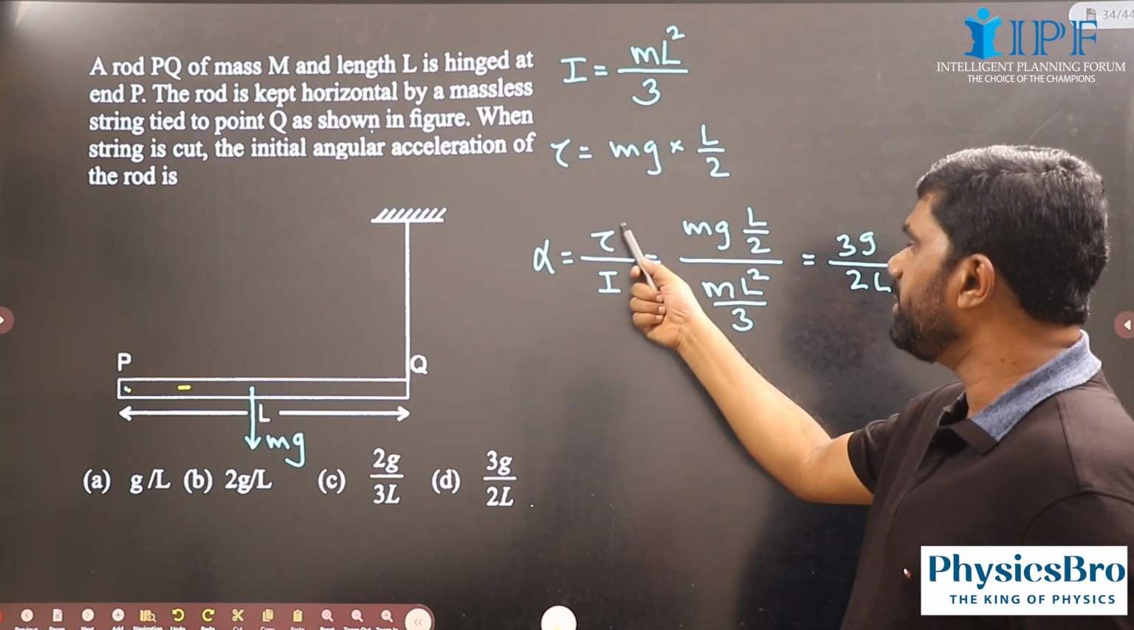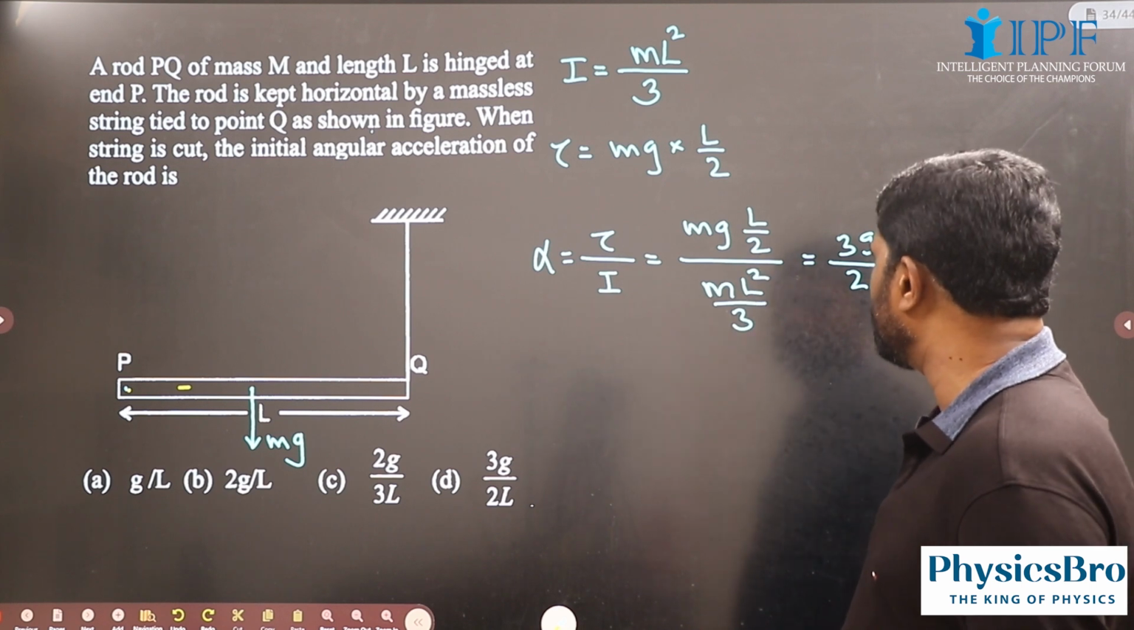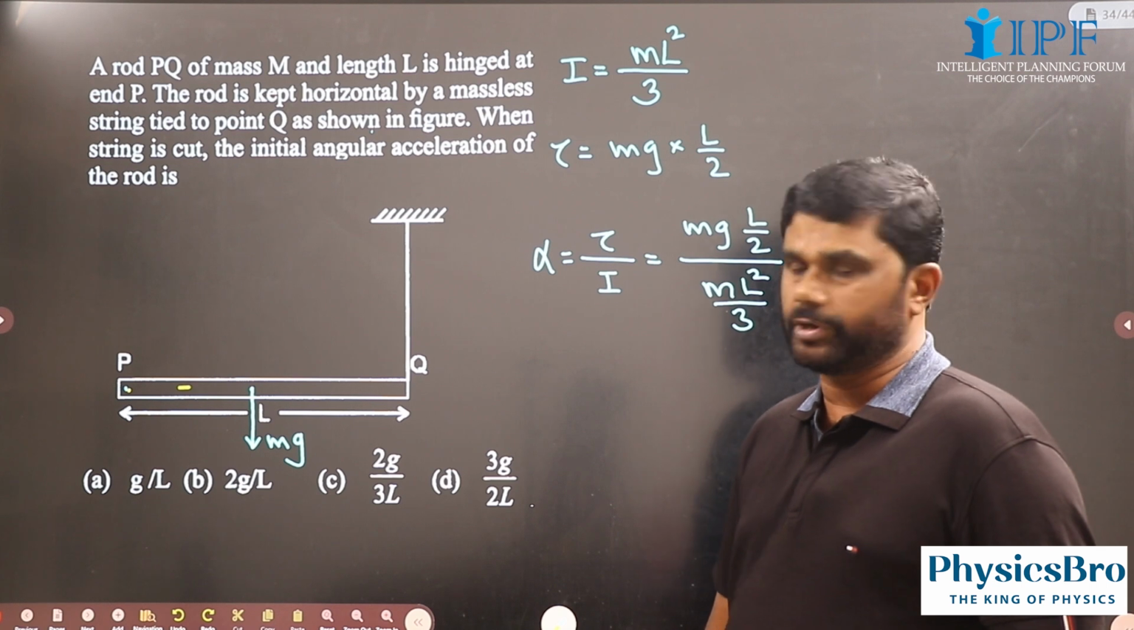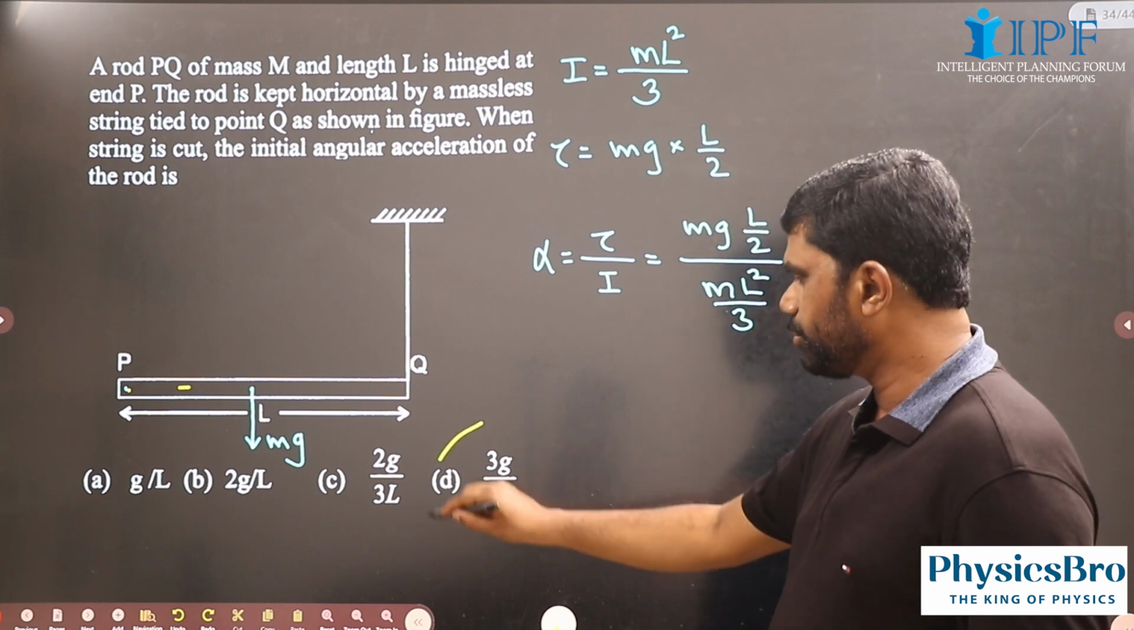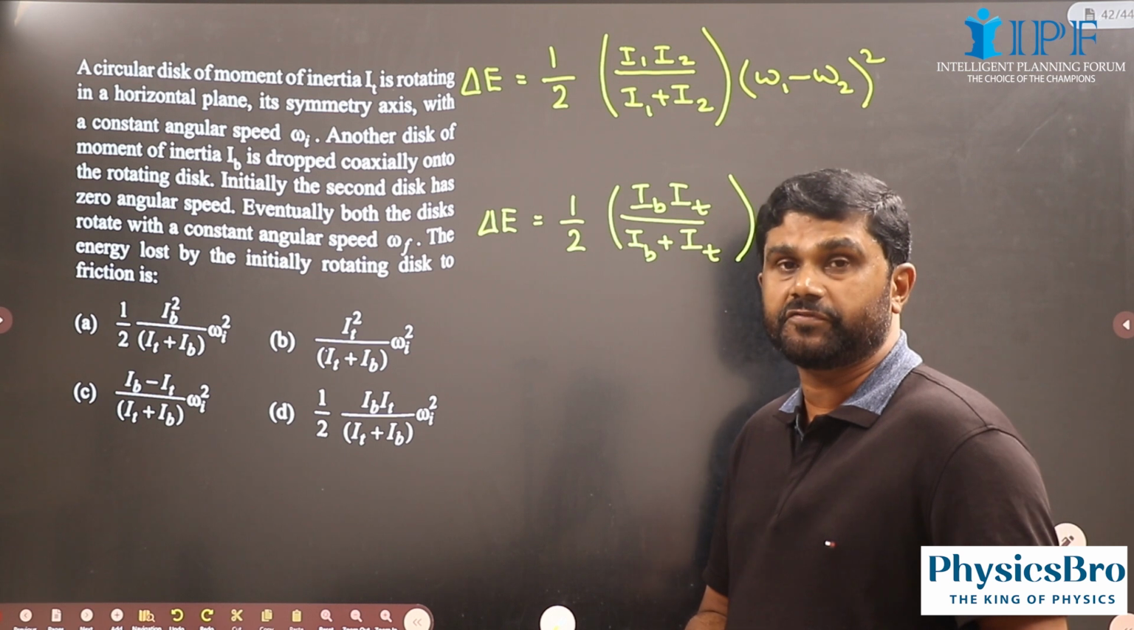So alpha will be tau by I. So mgL by 2 divided by ml square by 3. So it is 3g by 2l. 3g divided by 2l. This is the correct option. Okay, this is a beautiful question.